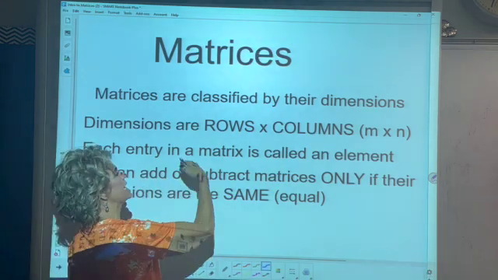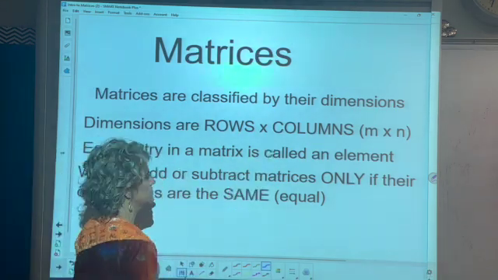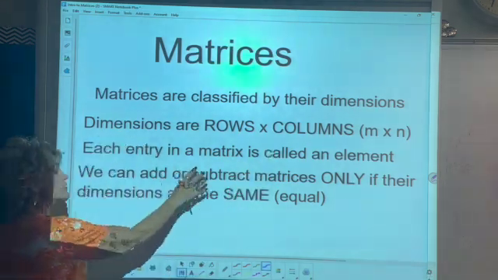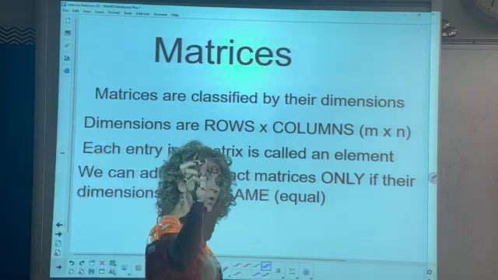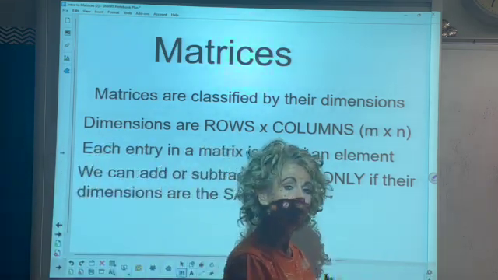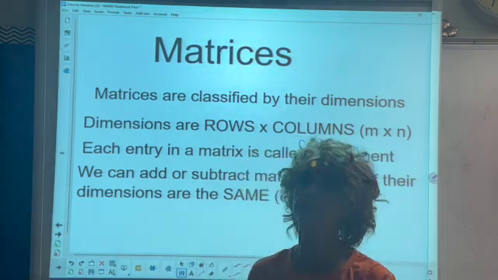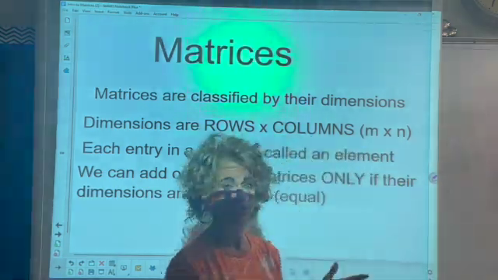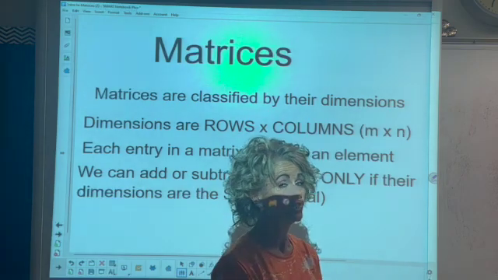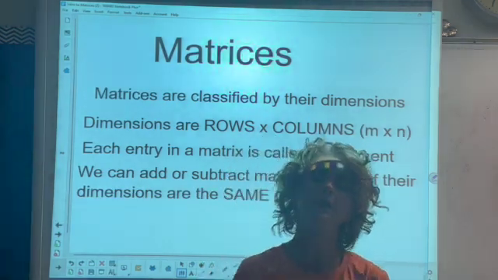Each entry in a matrix is called an element, okay? We can add or subtract matrices only if their dimensions are the same. A 3 by 3 can only be added to or subtracted from another 3 by 3. A 2 by 2 can only be added to or subtracted from another 2 by 2.